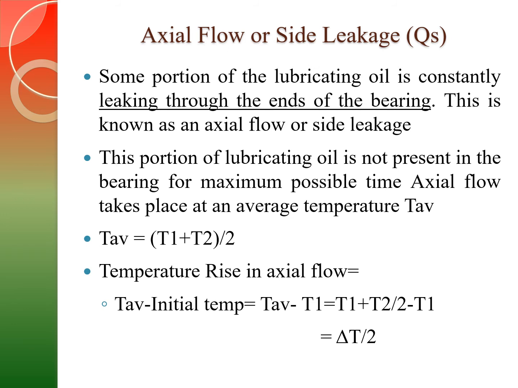Now T average is equal to T1 plus T2 divided by 2. Temperature rise in axial flow is T average minus initial temperature. T average minus initial temperature T1, and T average is equal to T1 plus T2 divided by 2, minus T1. So rearranging the terms, we will get T2 minus T1 divided by 2. So it is delta T by 2.